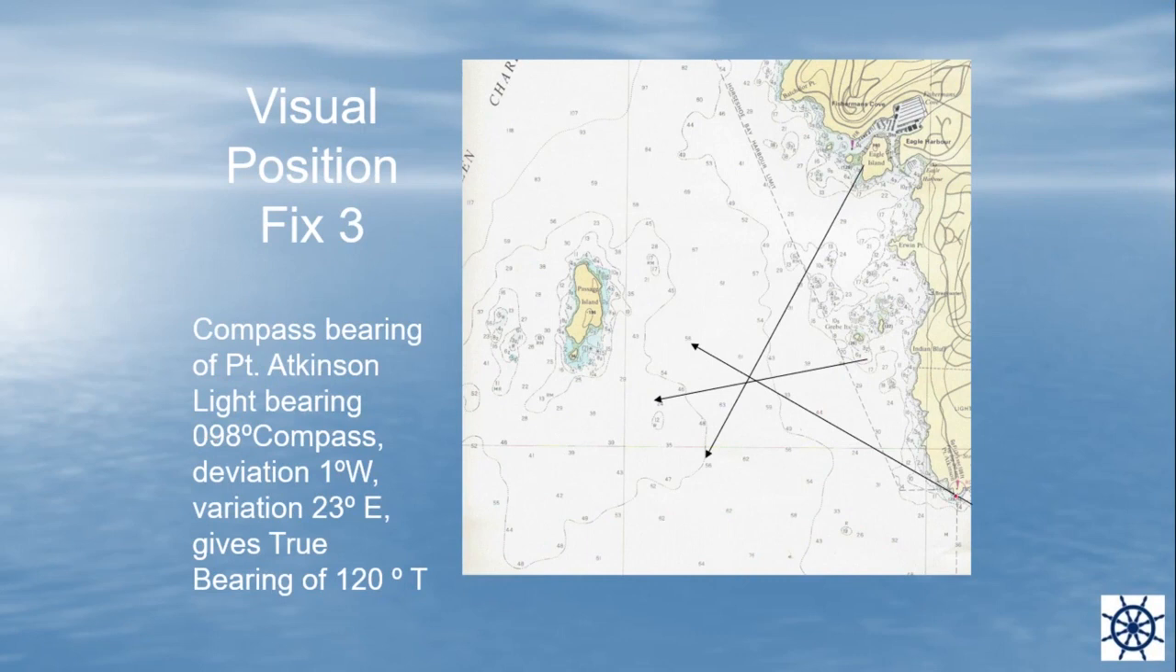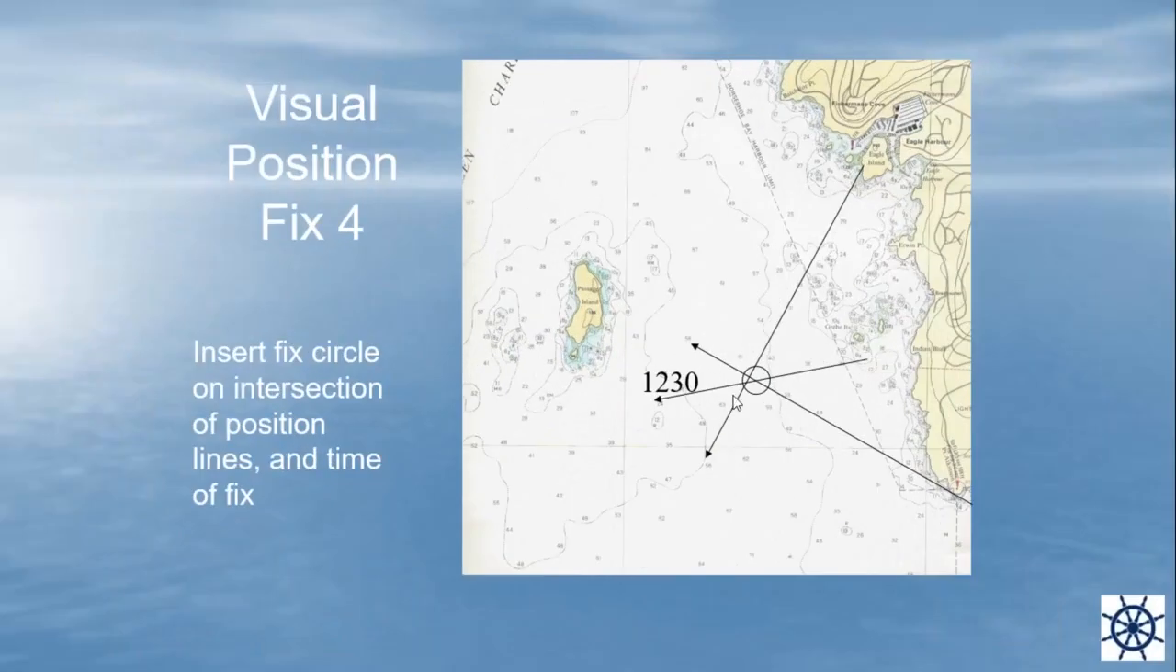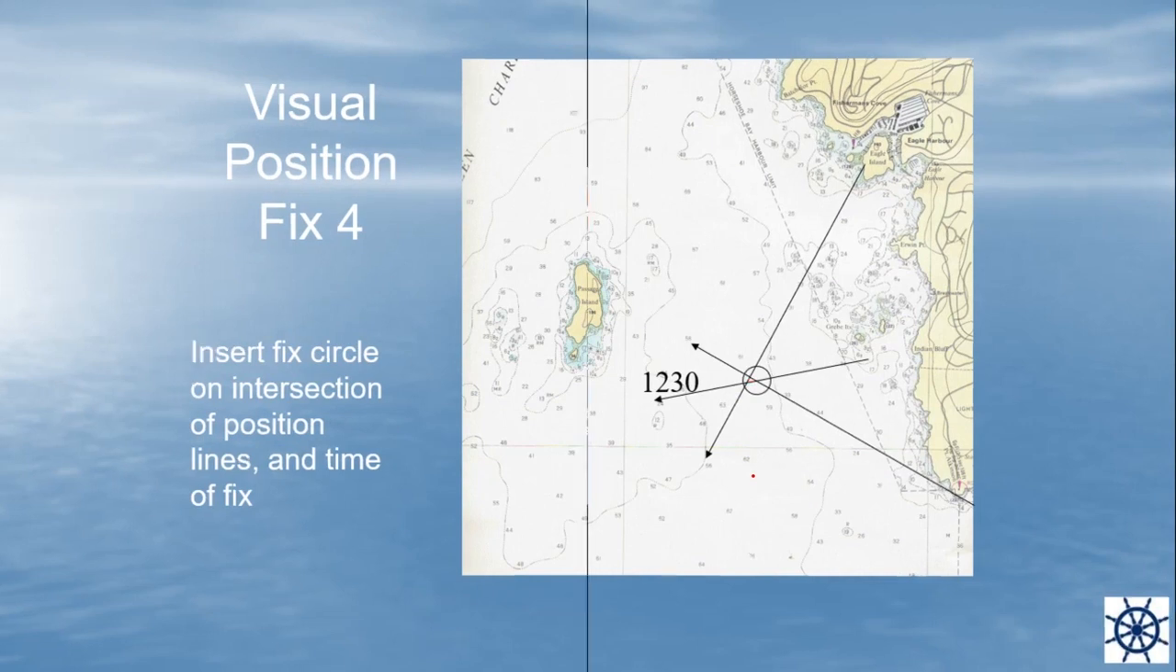The Point of Atkinson, light bearing of 098. You have to add 97 plus 23. 97 plus 23 is 120 degrees true. So the positions are plotted and we have the fixed position in the middle, and that is our 1230 fixed position, the middle of the triangle, or the cocked hat.